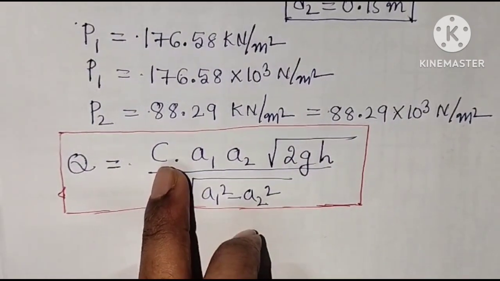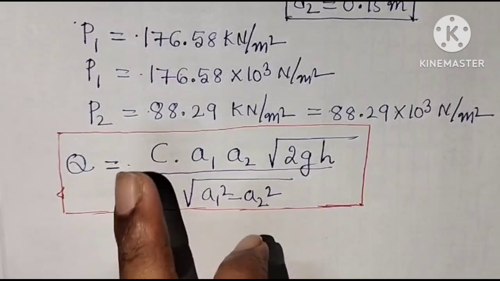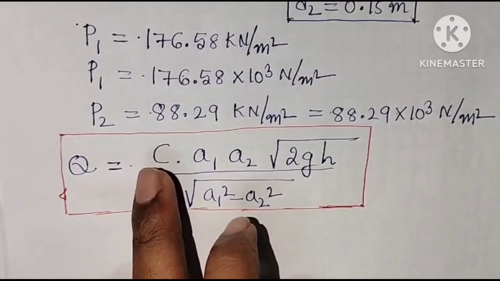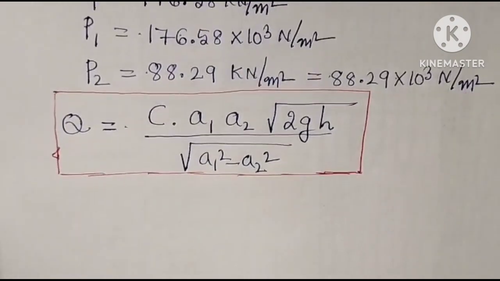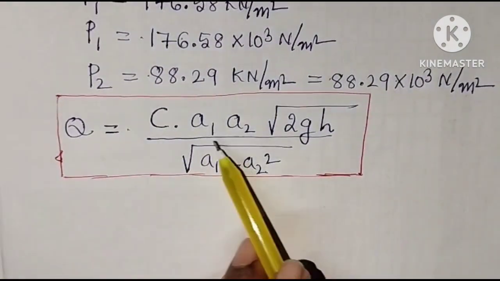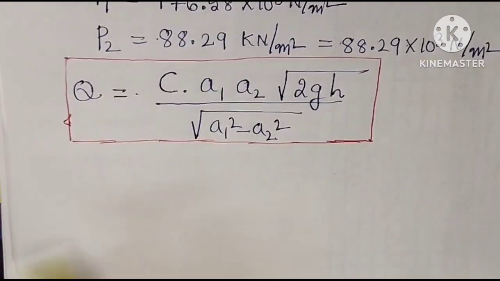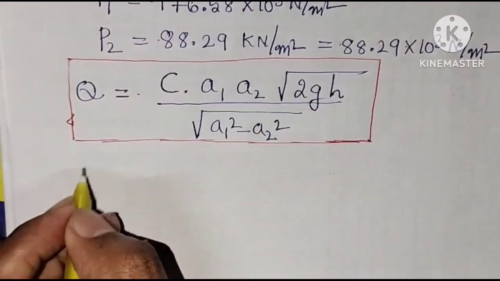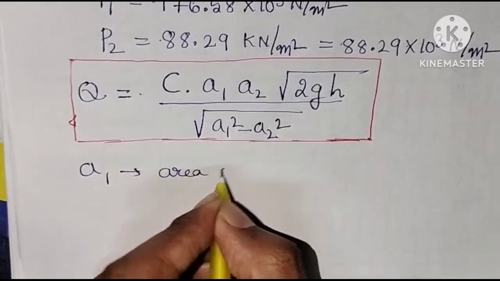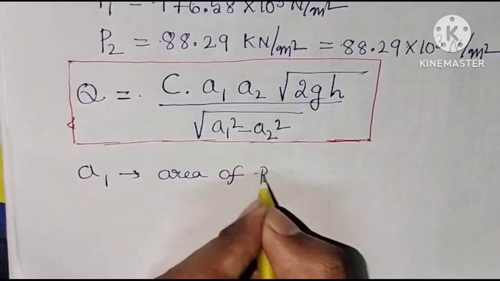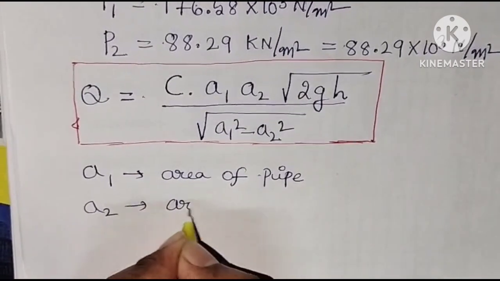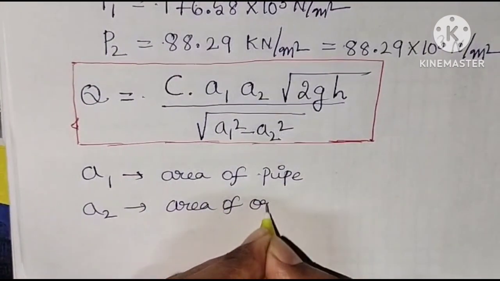In general, we consider Cd, which means coefficient of discharge, but in this question, capital C is given as the coefficient of discharge through the orifice meter. That's why we considered capital C. Next, here we have to find capital C. And what about A1 and A2? In this formula, A1 means the cross-sectional area of the pipe, and A2 means the cross-sectional area of the orifice.